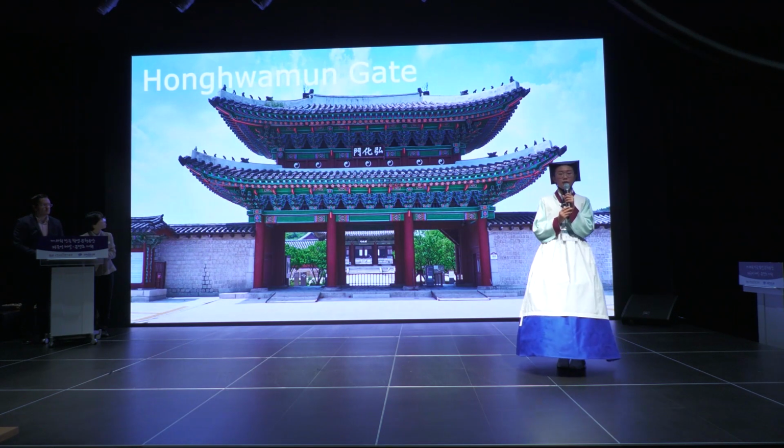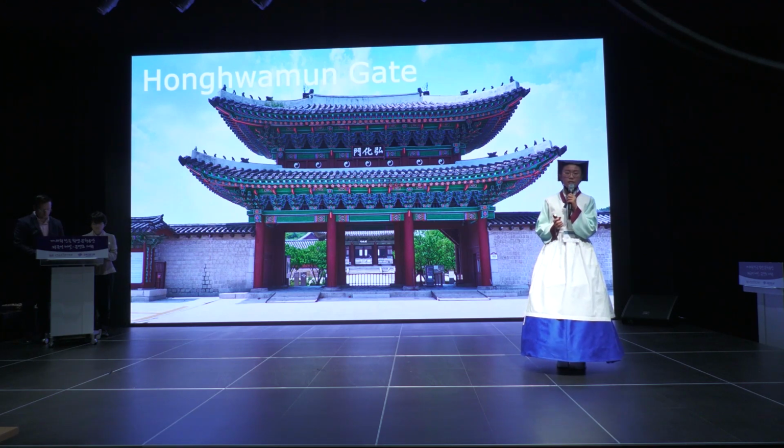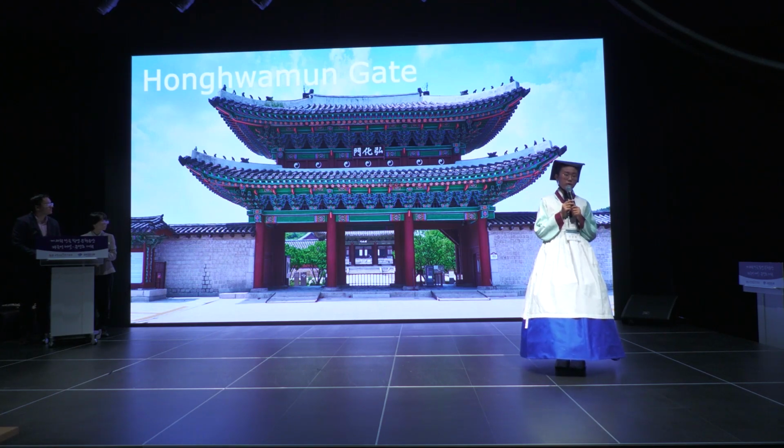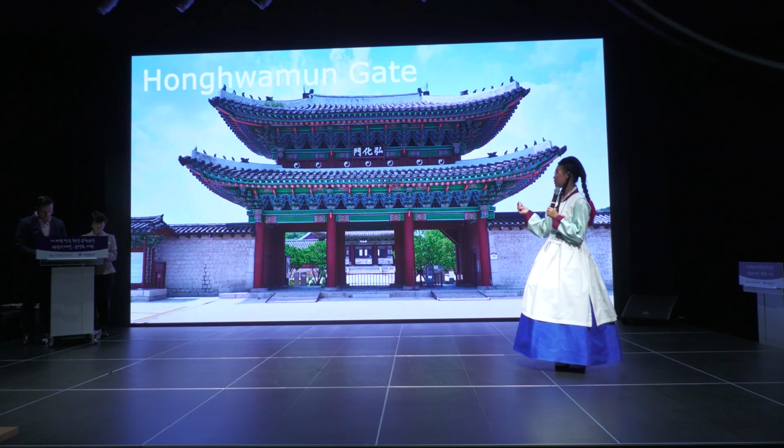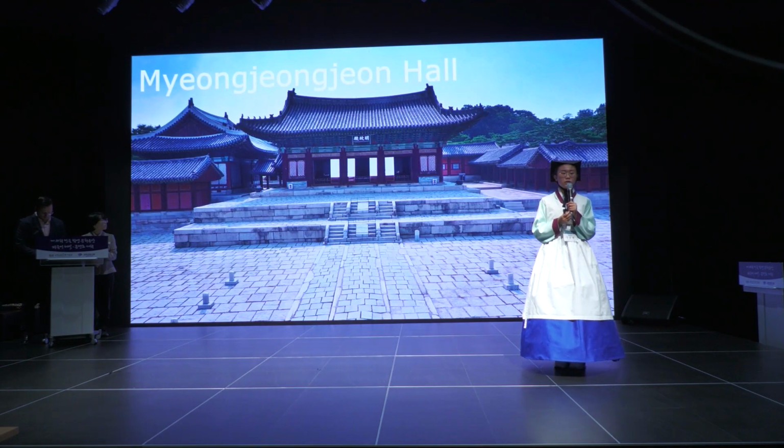And this is Honghwamun Gate, the main gate of Changgyeonggung Palace. This is one of the oldest buildings remaining in the palace. As in this picture, the appearance of it was made 400 years ago. During King Yeongjo and Jeongjo's period, they used this area in front of the gate to communicate with the people. And this is the throne hall, Myeongjeongjeon Hall.